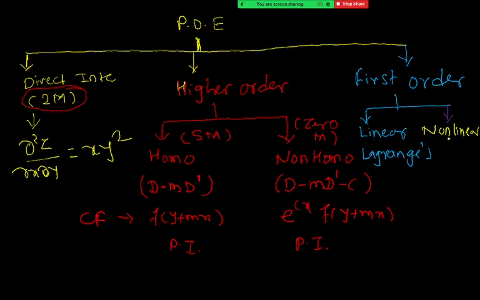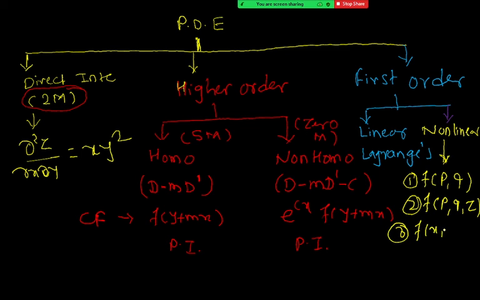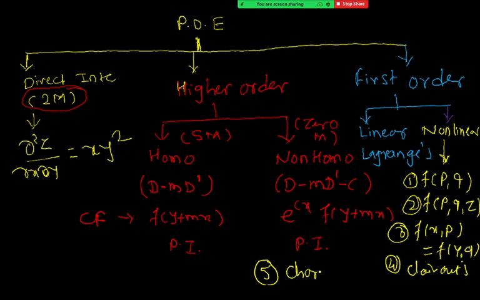In non-linear first order PD, there are 5 cases again. Case 1 contains only P and Q, meaning dou z by dou x and dou z by dou y. Case 2 contains only P, Q, Z. Case 3 contains xP and yQ only, that is 4 variables. The 4th is Clairaut's form. And the last, the 5th case, is Charpit's form.